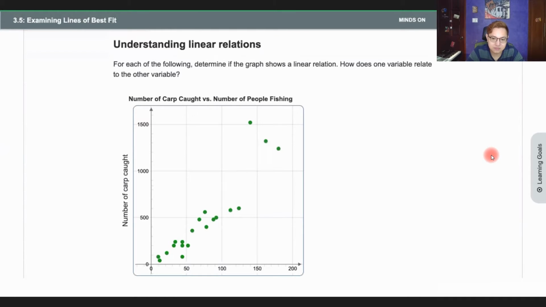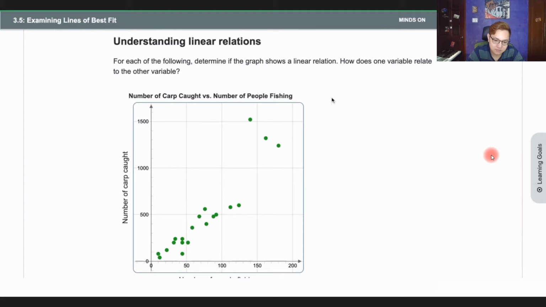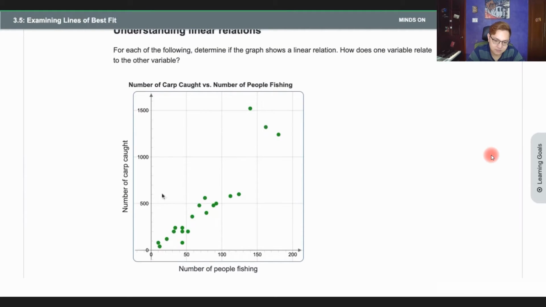Understanding linear relationships. For each of the following, determine if the graph shows a linear relationship. How does one variable relate to another variable? Number caught versus number of people fishing.